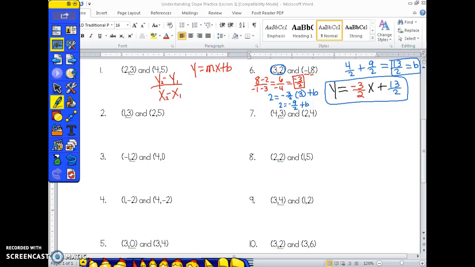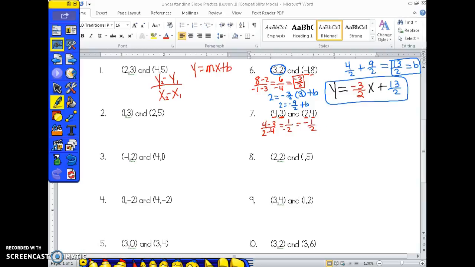We have 4, 3, and 2, 4. So I'm going to subtract 4 minus 3 over 2 minus 4. 4 minus 3 is 1. 2 minus 4 is negative 2. So my slope is negative 1 half.